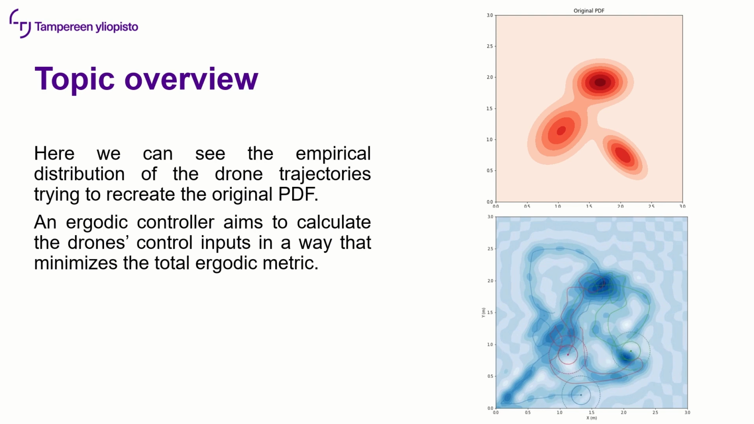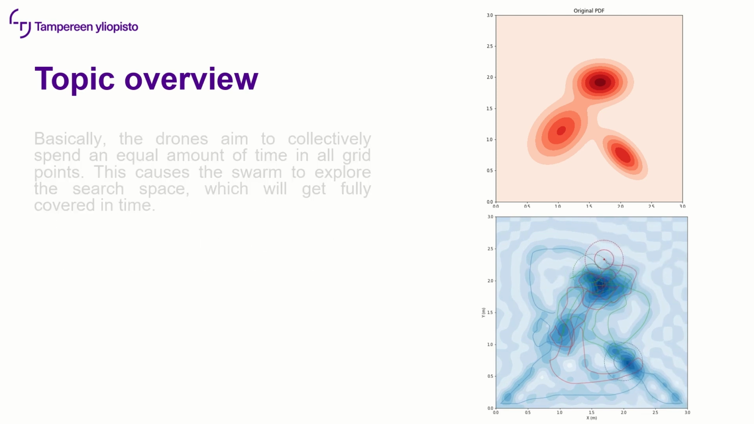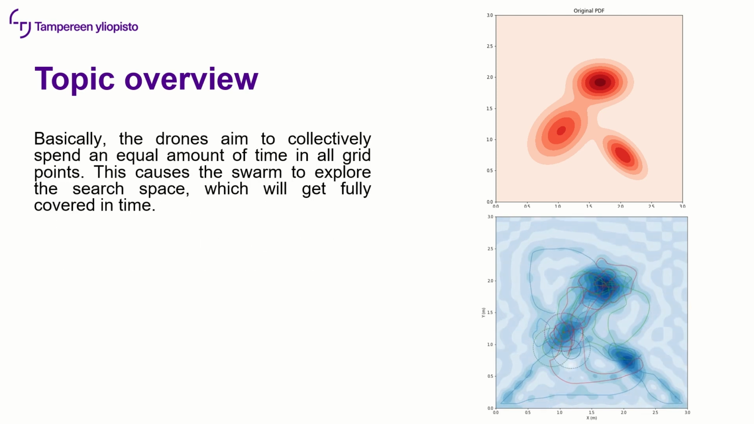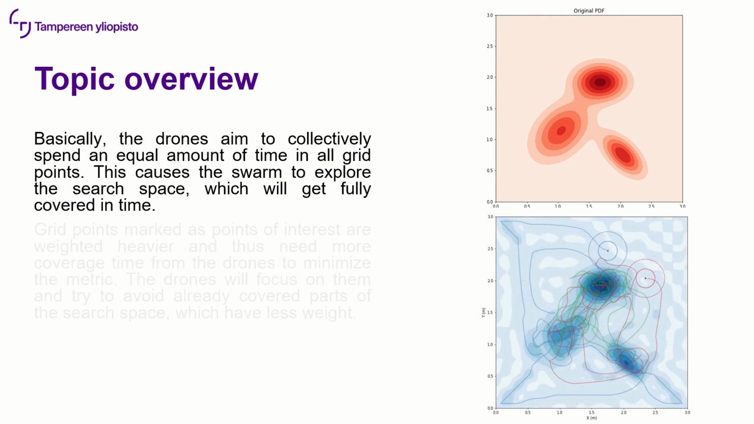An ergodic controller aims to calculate the drone's control inputs in a way that minimizes the total ergodic metric. Basically, the drones aim to collectively spend an equal amount of time in all grid points. This causes the swarm to explore the search space, which will get fully covered in time.